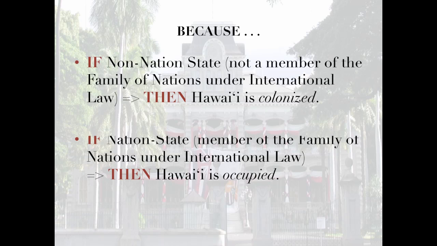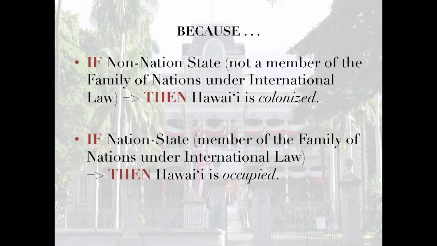Because, right, we find out this, and this is important. So really what we're looking at is Hawaii's status. Was it a circle or a triangle? Back in the 1840s, when Hawaii was taken over by the United States, what was its status? If it was a non-nation state, then Hawaii is colonized under colonial theory. If Hawaii was a member, it's occupied.